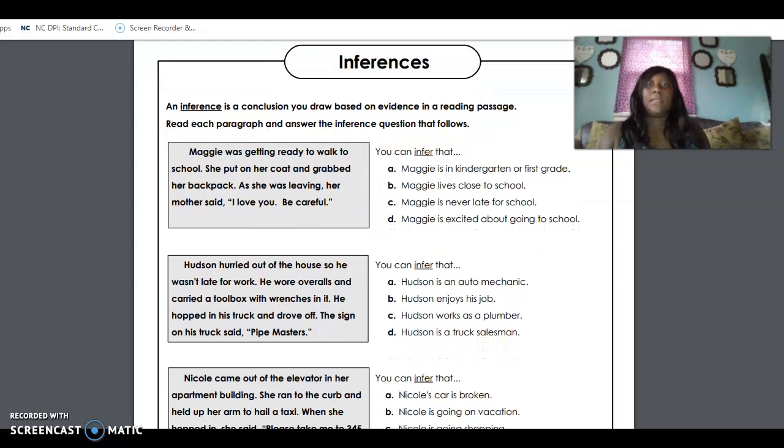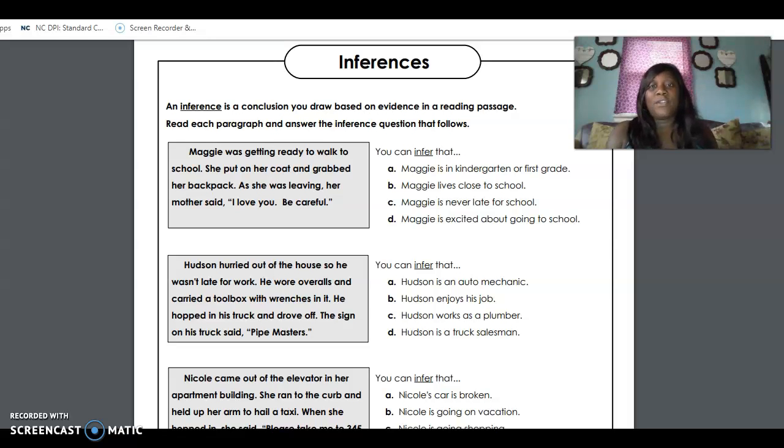What is an inference? An inference is a conclusion you draw based on evidence in a reading passage. Read each paragraph and answer the inference questions that follow. So, as we know, when we are reading a paragraph, we should read it how many times? That's correct, 2 to 3 times. So we are going to get started with this.